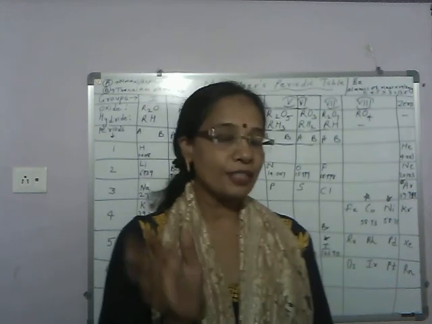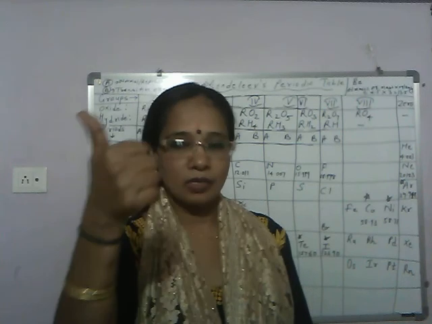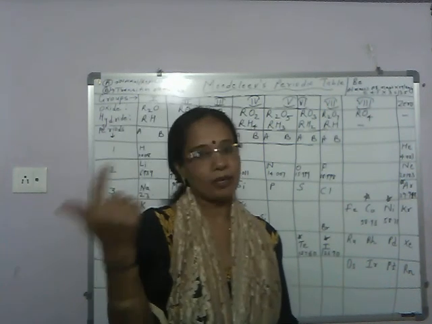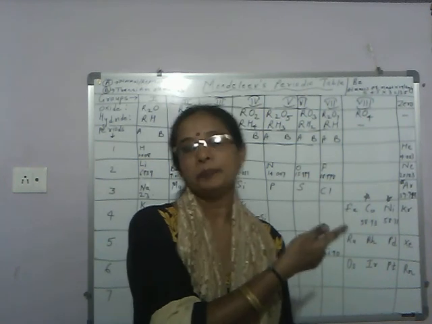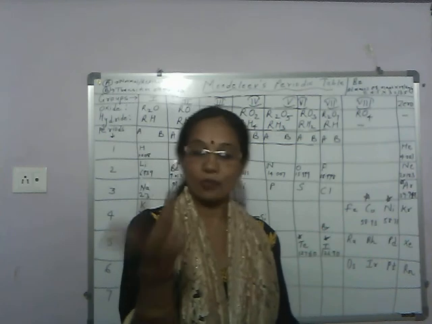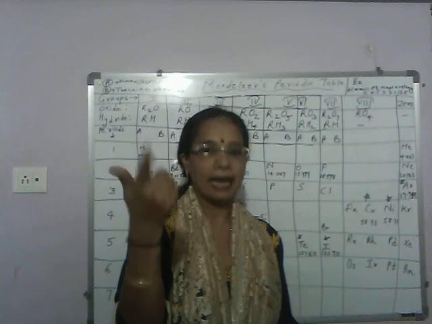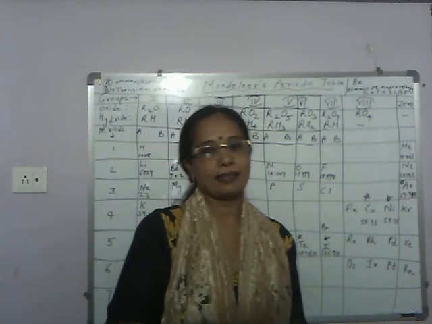How many advantages, students, did we discuss today of Mendeleev's periodic table? First, systematic study of elements. Second, correction of doubtful atomic masses of some elements, for which I discussed the example of beryllium. Third, prediction of new elements and their properties. What were the elements he predicted and that were discovered later? Scandium, gallium, germanium. And fourth, position of noble gases.